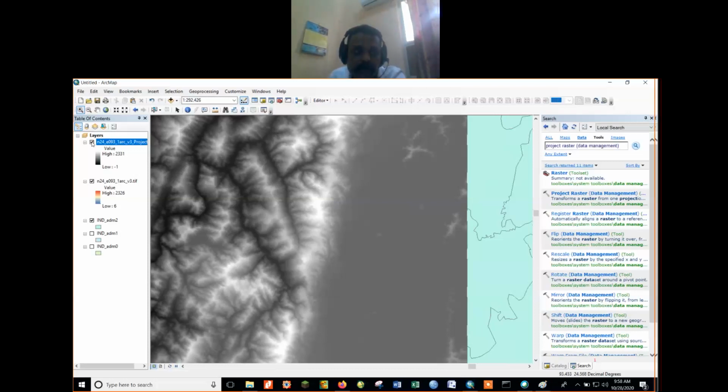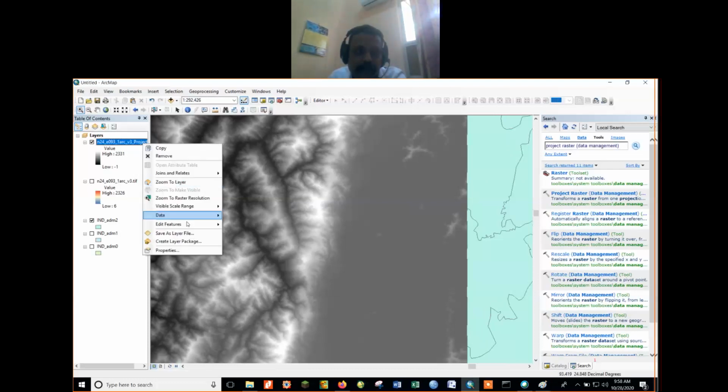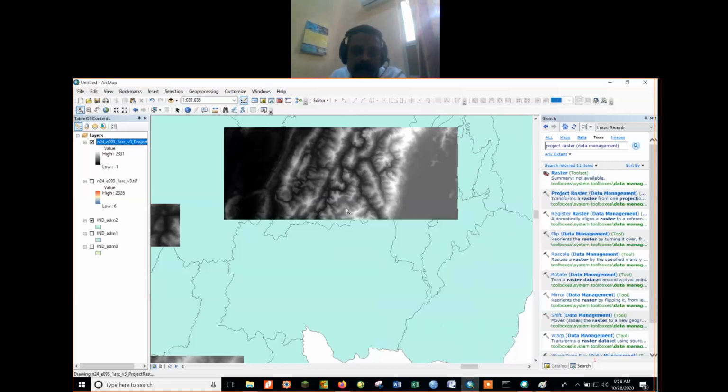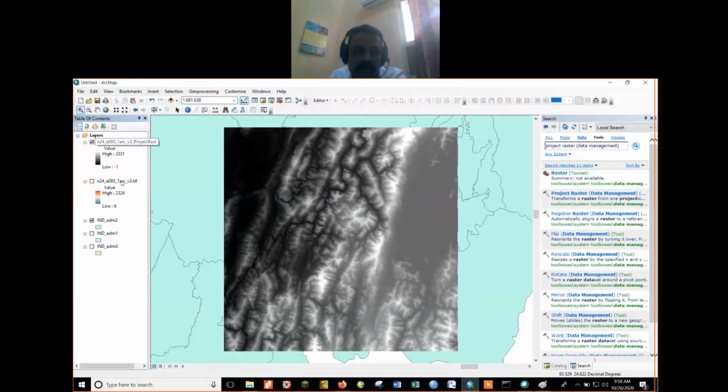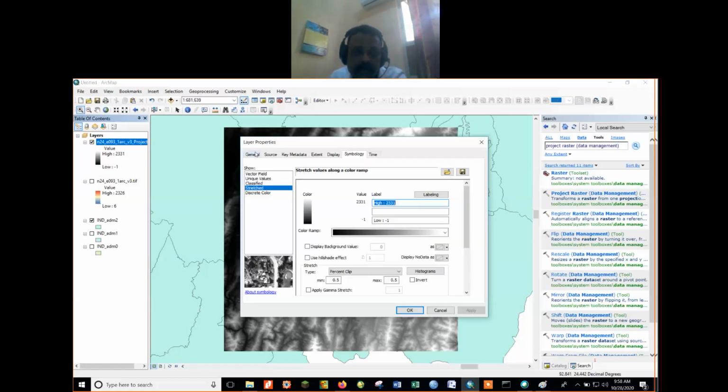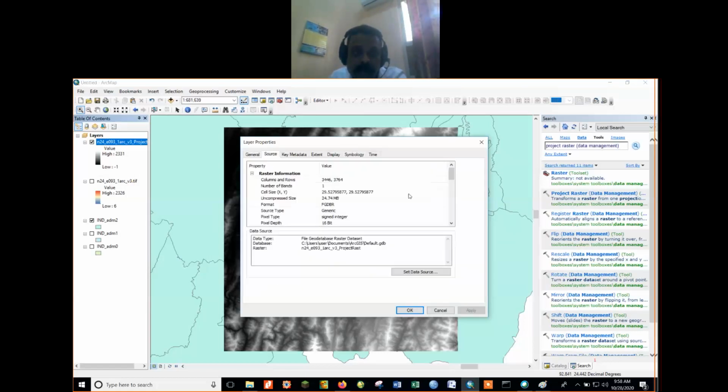Okay, so this is our projected DEM. How do I know this is a projected DEM? I right click here and go to the properties, then to source, and read the metadata. I will see that the coordinate system is WGS 1984, zone 46 north. So this means this data is already projected to the 46 north zone.